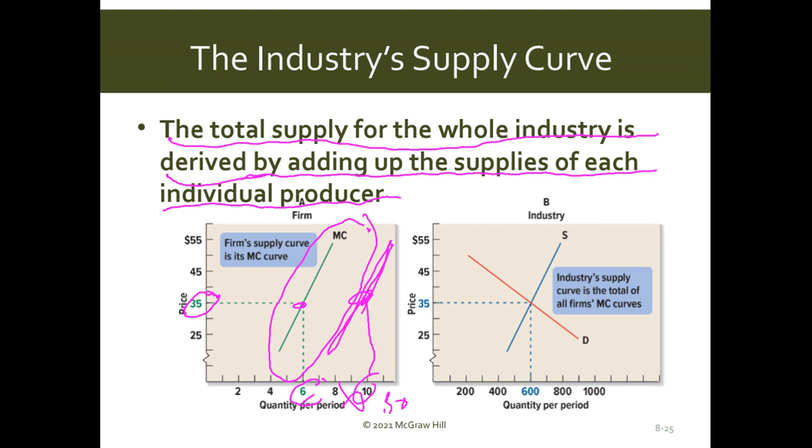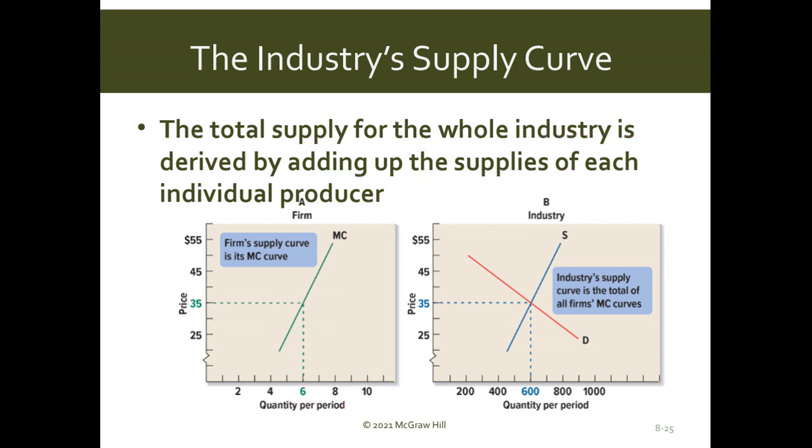So let me erase this and then ask you a question and then answer, of course. In this diagram, see what is happening. One typical firm that is drawn here is selling 6 units. At what price? At 35 price.